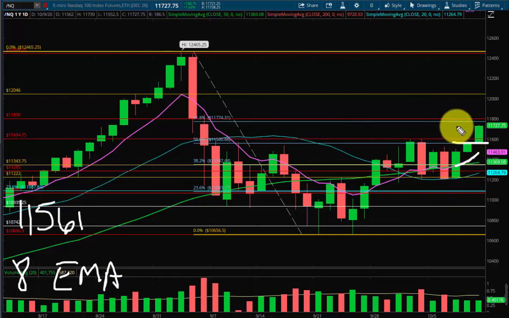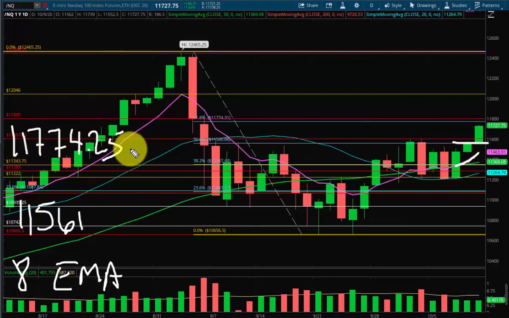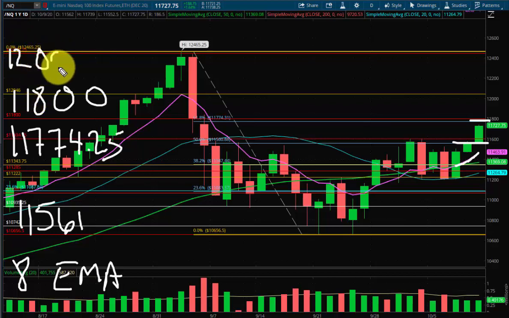Then the targets for this week are going to be 11,774.25, that's the next fib, then 11,800, and then 12,000 even. It's technically 12,046, but we're going to take the mental level first. So targets 1, 2, which is right above that, and then 3 is very far away. That's what we're looking for this week.